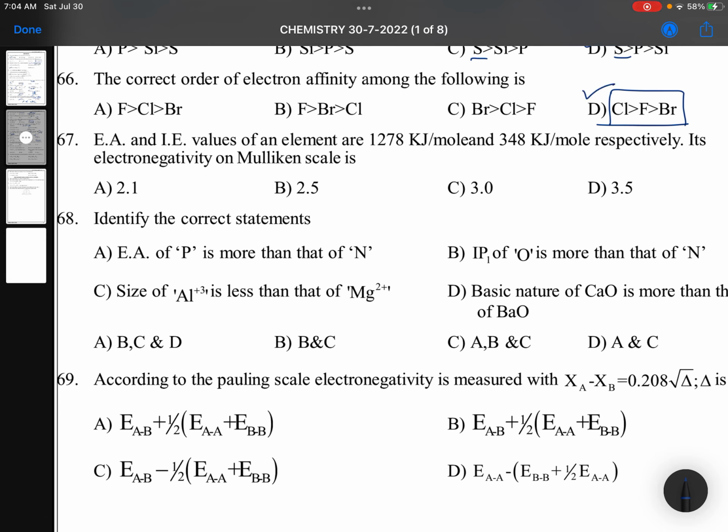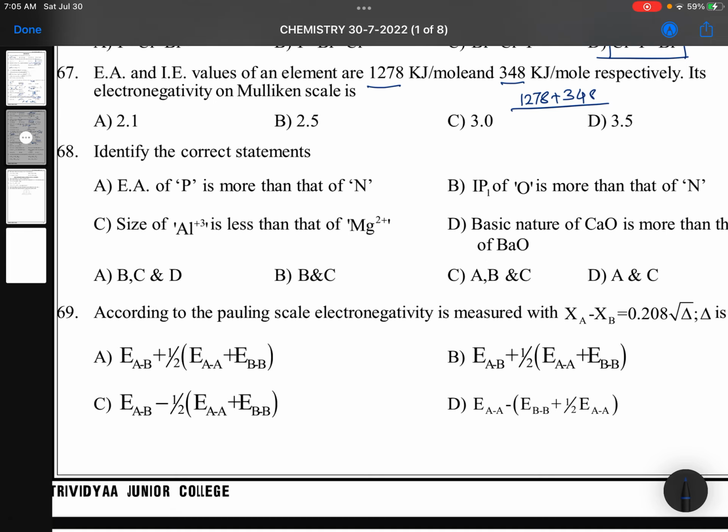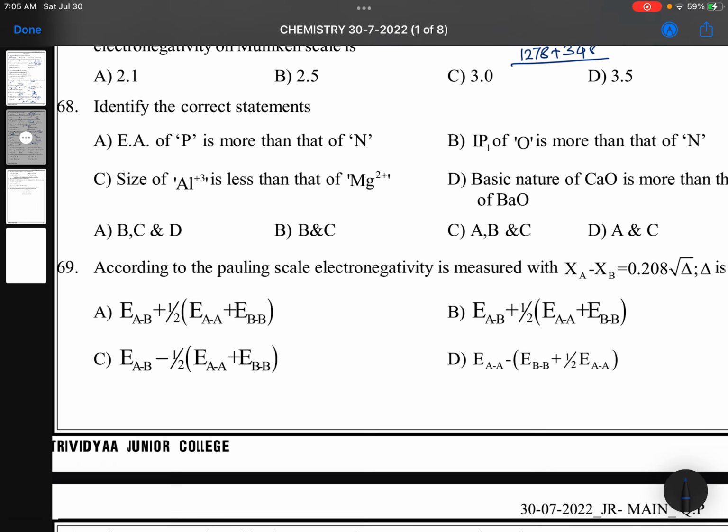EA and IE values of an element are 1278 kilojoules per mole and 348 kilojoules per mole respectively. Its electronegativity on Mulliken scale is, you know the formula, okay, 1278 is ionization potential plus 348, divided by, you need to divide here with 5.6 when the value is given in electron volts per atom, and kilojoules or kilocalories. I gave you some formula, just apply that formula, you will get it. I am not solving, you have to solve.